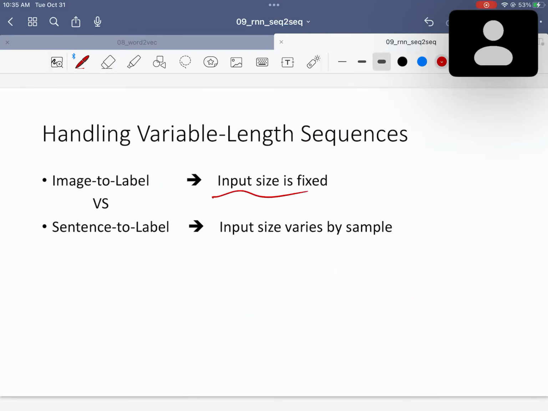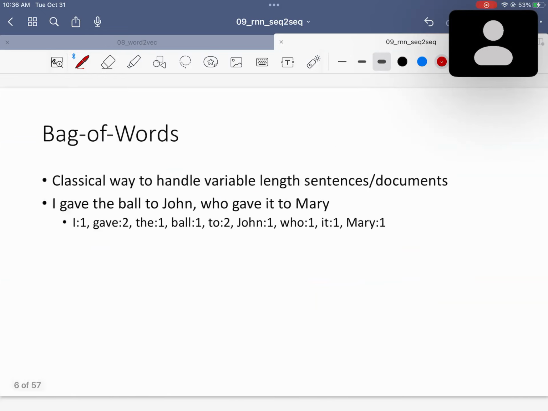As I said, input size varies by sample. Sometimes it's 3 words, sometimes 5, sometimes 10, sometimes 12. You don't really know. Before using RNN, the go-to method for handling sentences or text was something called bag of words. This has been used for a very long time. If you are familiar with topic modeling, such as LDA, latent Dirichlet allocation, that kind of work was all built upon the bag of words representation of text. So it's a classical way to handle variable length sentences.